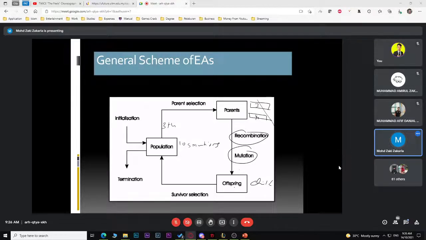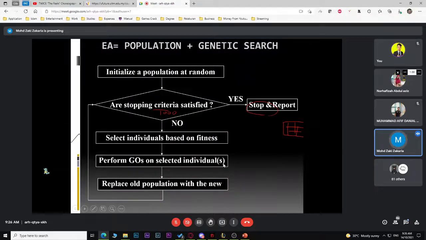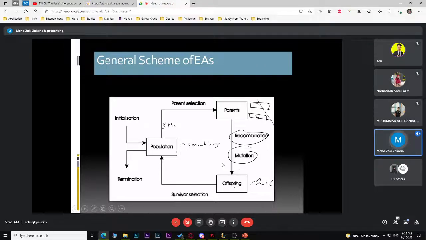Okay, can you follow? Can we continue? Okay, consider this figure. Based on this flowchart, we can draw the figure like this. Population: for example, we have 10 solutions. 10 solutions means we have 10 chromosomes, like this.